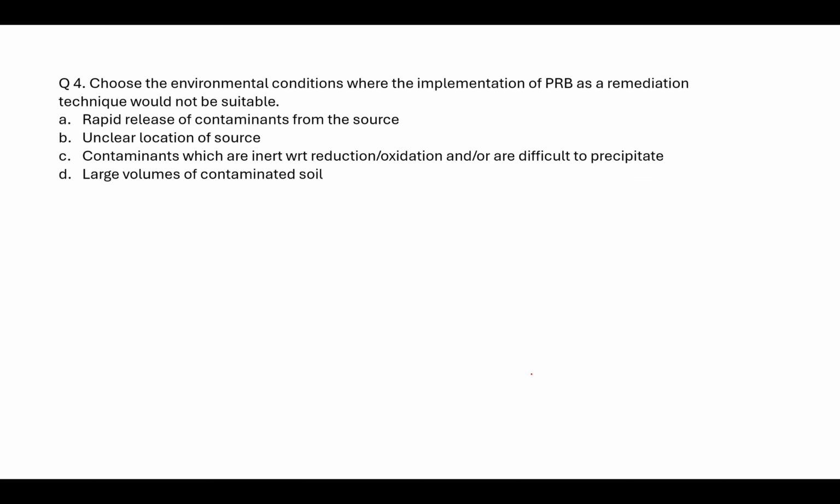So now let's move to the next question. The question is, choose the environmental conditions where the implementation of PRB as a remediation technique would not be suitable. So now we have to consider the environmental conditions where PRB as a remediation technique is not suitable. First is rapid release of contaminants from the source. Next is unclear location of source. Option C is contaminants which are inert with respect to reduction, oxidation, or are difficult to precipitate. And the last option is large volume of contaminated soil. So again, please write the option in the chat box and then we will see which one is correct.